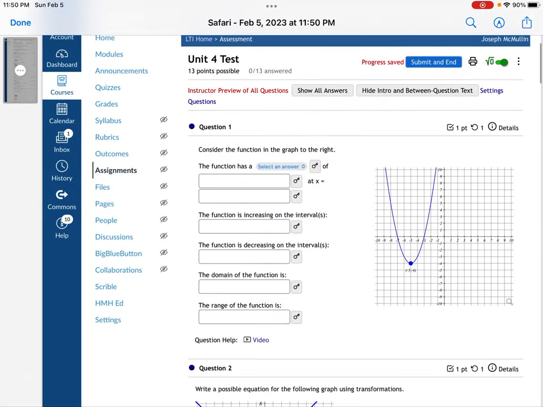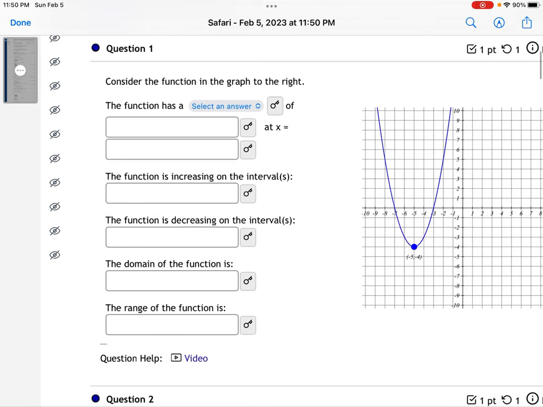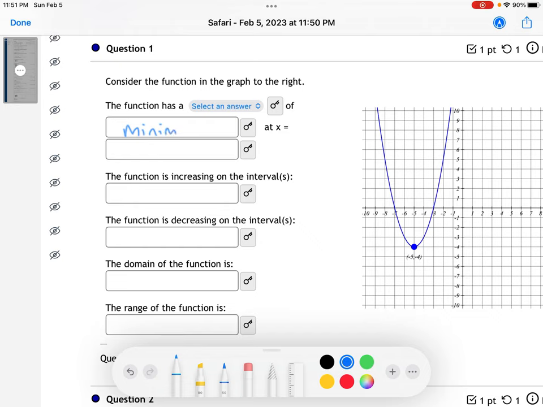So here it's saying this function has a blank at x. So the answer we want to put here is the words minimum or maximum. So think of this as a roller coaster. Do you hit your lowest point on the roller coaster or your highest point there? And here we're going to hit our lowest point. So we're going to reach a minimum at... So I think we would write the word minimum here.